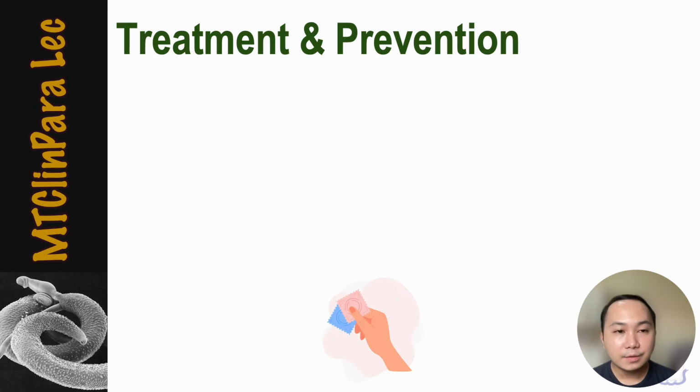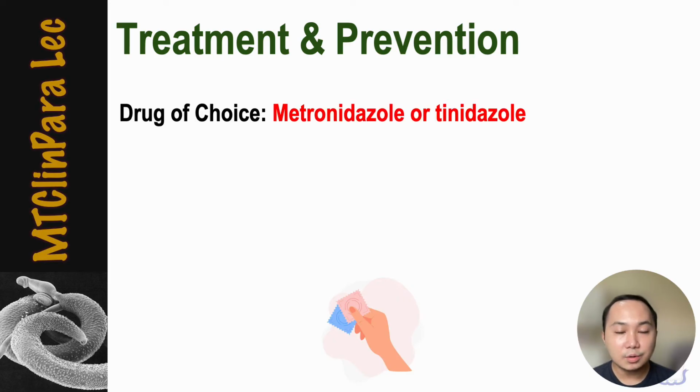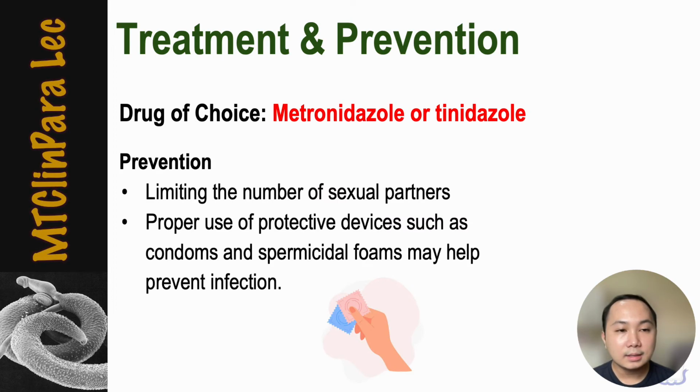So for the treatment and prevention, the drug of choice is metronidazole or tinidazole. And the prevention is limiting the number of sexual partners and, of course, proper use of protective devices such as condoms. It's also very important for partners to be faithful and at the same time be knowledgeable if they are engaging in multiple sexual activities.